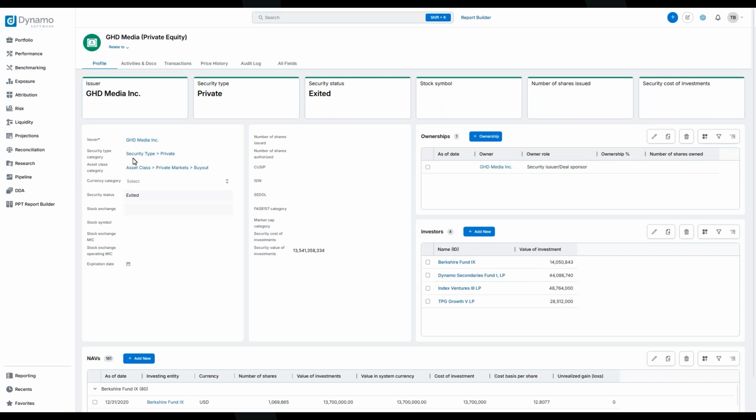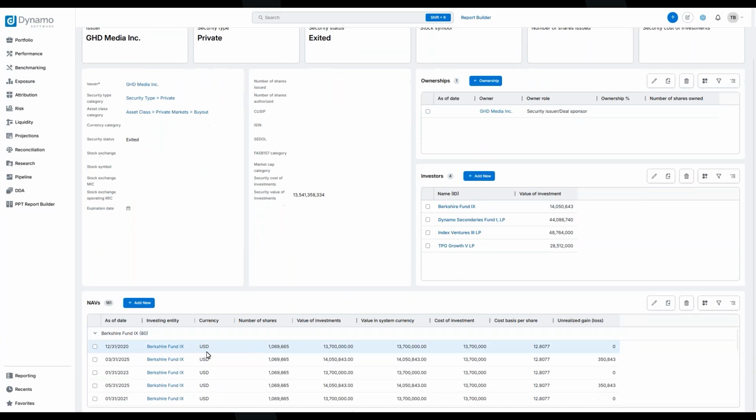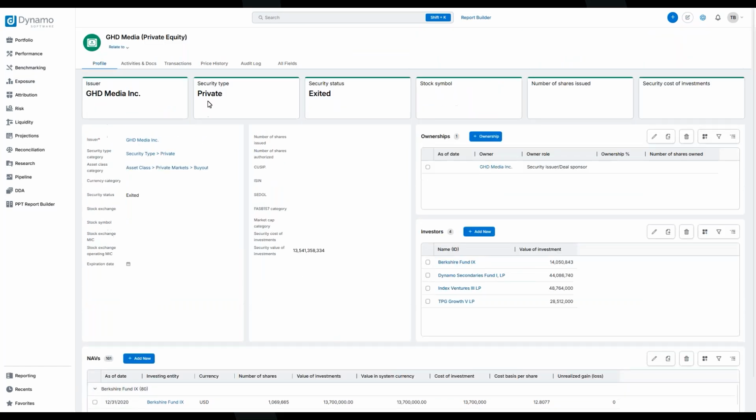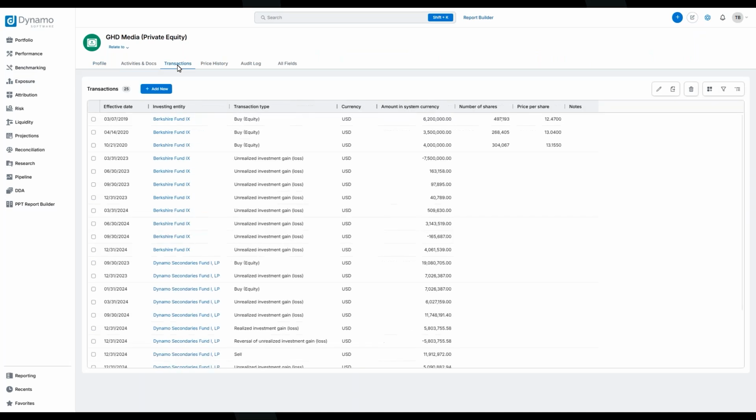I can see the security type, the asset class category, stock symbols and CUSIPs, and other information, market cap, etc. I can see who the investors and ownership are. I can drill down over here to see the historical values of my investment, the cost basis, unrealized gain loss, etc.